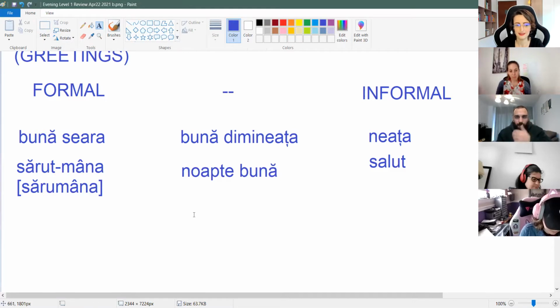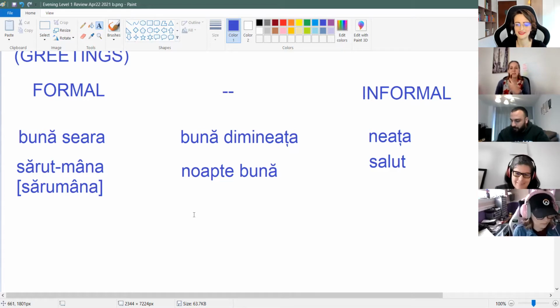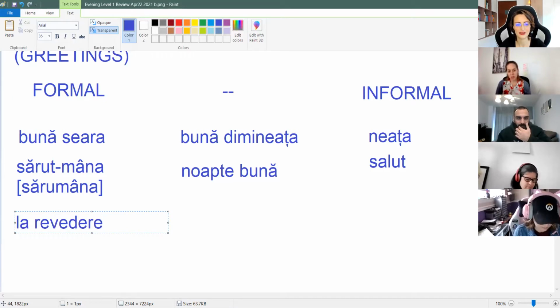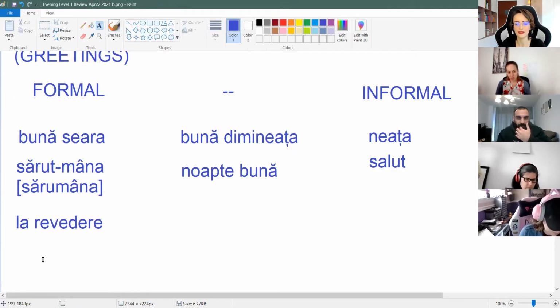And see you again. No, you will see the other person again. What do you say? My computer froze. Are you talking to me? I'm talking to everyone, so you can also answer if you want. Is it la revedere? Yes. La revedere. So revedere means seeing each other again. So this is like saying until we see each other again. It's quite a formal greeting.